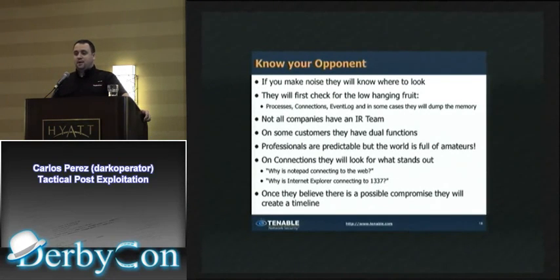Once they go into that box, one of the first things they're going to do is check for processes and connections. They're going to go into the event log and check for events in that box. And I've even seen some cases where they're doing a memory dump while I'm inside the box to see what I am doing on that box. Not all companies have incident response teams. Many of those even have dual functions. You're the incident response team, you're the Exchange administrator, you're the AD admin, and you're the Cisco guy. And we're only going to pay you $35,000 a year. And you see that person pretty mad.